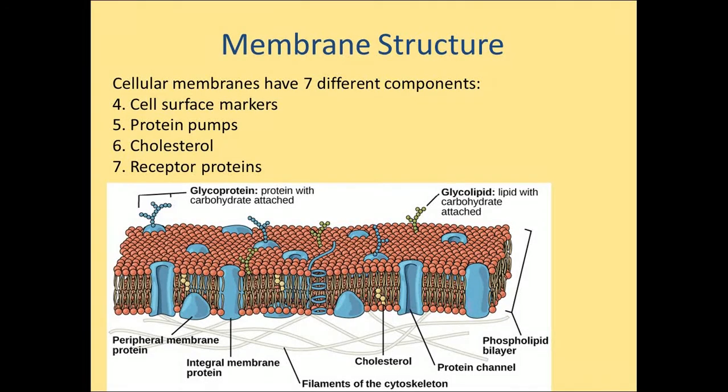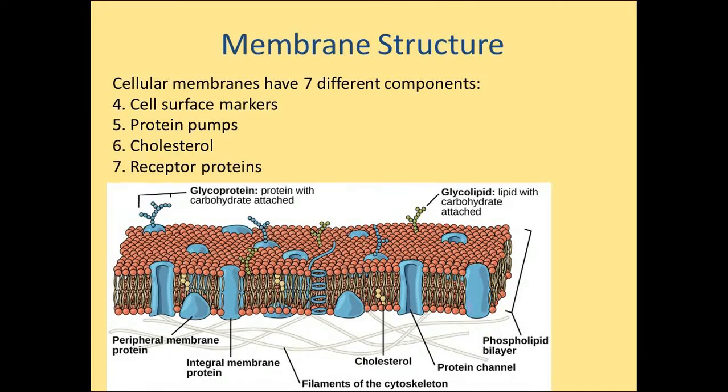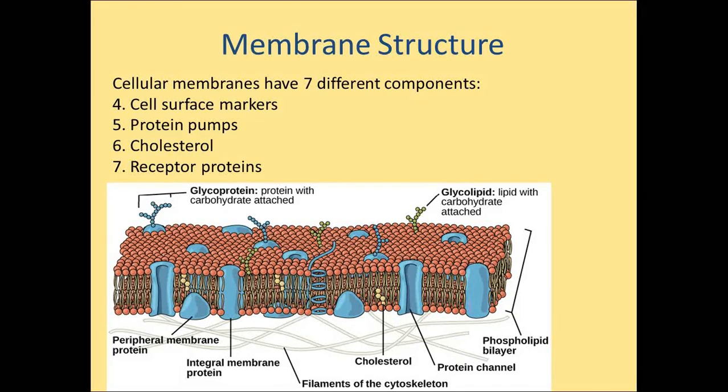Cell surface markers, also called cell identity markers, are used to identify the particular membrane. When a section of membrane is made by the endoplasmic reticulum, it's generic. It can belong to any organelle. So that piece of membrane has to be identified so it can be sent to the correct organelle.